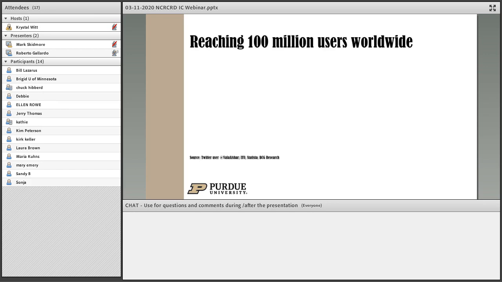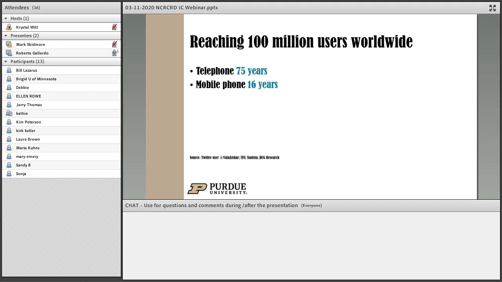So let me start with a stat I like: to reach 100 million users worldwide, it took the telephone 75 years. The majority of those years were obviously spent building the infrastructure, but still, it took 75 years to get 100 million users to adopt the telephone. The mobile phone took 16. The World Wide Web took 7.